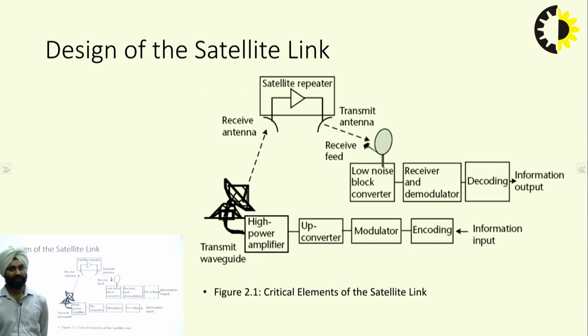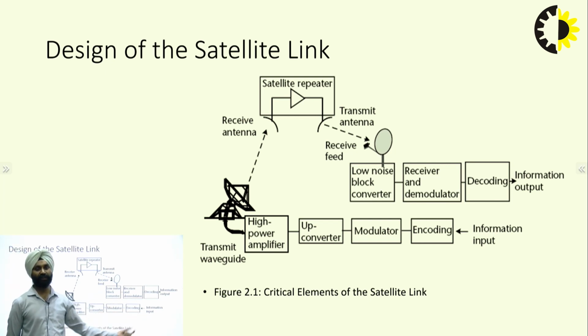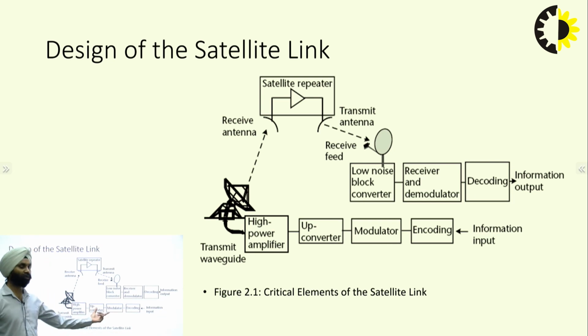If we discuss the links, then we have two links. One is between the earth station and the satellite, and the other is the satellite to the earth station. The earth station to the satellite link is called uplink, and the satellite to the earth station is the downlink. If we see the total block diagram of the satellite, it can be seen like this. In the initial phase, some information is inputted, which is encoded, then modulated, then up converted, then a high power amplifier is used to transmit it through the antenna toward the satellite.